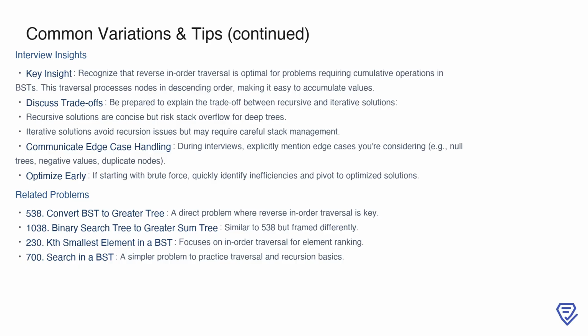It's important to communicate how you're handling edge cases during your explanation. For example, mention how your solution accounts for null nodes, trees with negative values, or duplicate nodes. If you start with a brute force solution, demonstrate your ability to quickly identify inefficiencies and transition to an optimized approach. This shows interviewers that you're capable of refining your solution under time constraints. Lastly, this problem has strong connections to others, such as Convert BST to Greater Tree, which is almost identical in approach, and Kth Smallest Element in a BST, which focuses on in-order traversal. Recognizing these relationships can help you build a deeper understanding of BST problems.